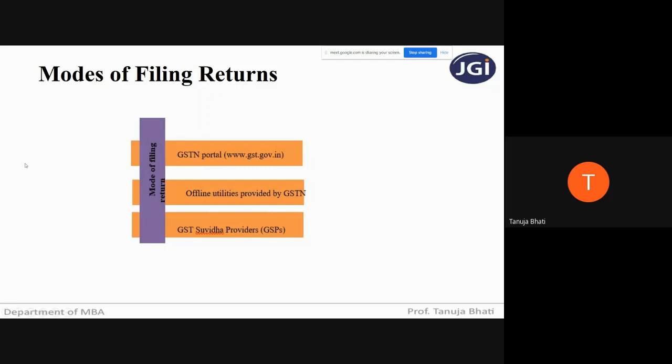Now, these are the different modes of filing the returns. It totally depends upon the taxpayer which mode of filing return he should opt. If the volume of the business is very less, he can directly go to the site and file the return. Suppose if the volume is a little more, then he can opt for the offline utility, because in Excel it is very easy to punch in the data. And suppose if the volume is very high, it becomes a burden for him to file the returns, he can take the help of GST Suvidha providers.